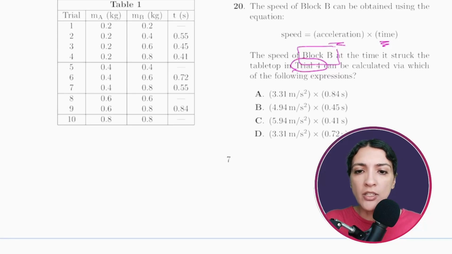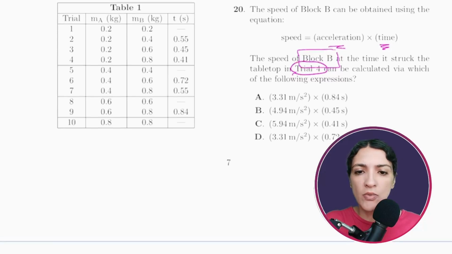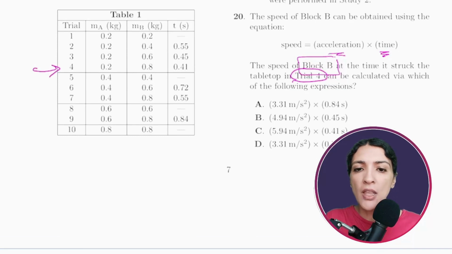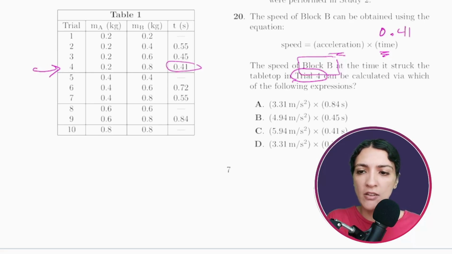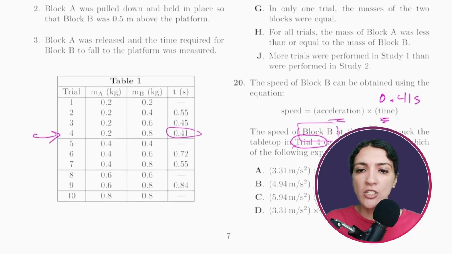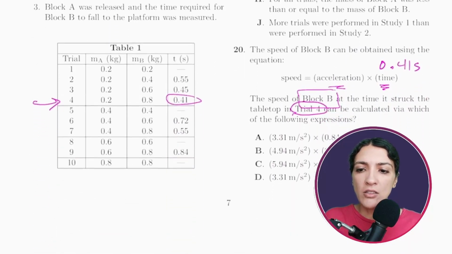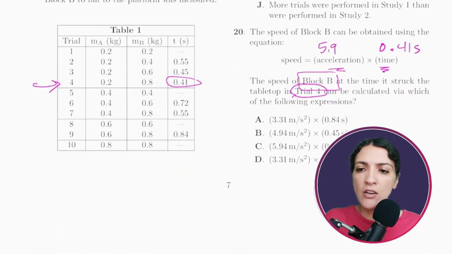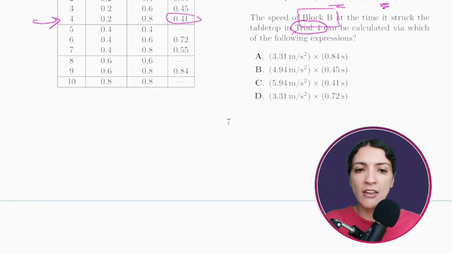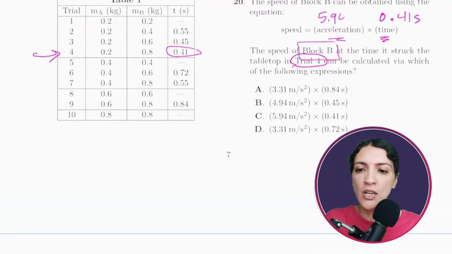So let's look at table 1, since it's right here next to us, and trial 4. And we want to find the time. So time for trial 4 is 0.41. So let's jot that down. And then acceleration. Acceleration was in table 2. And again, it's trial 4, so make sure you look at the correct row. And acceleration is 5.94. So we can put that there. And the units are all the same, so we don't have to worry about units. And we just have to pick the choice that has the correct values, 5.94 and 0.41, which would be choice C.